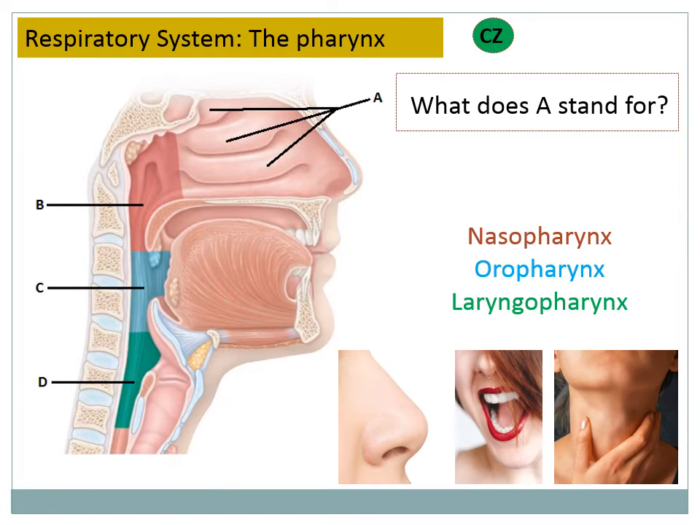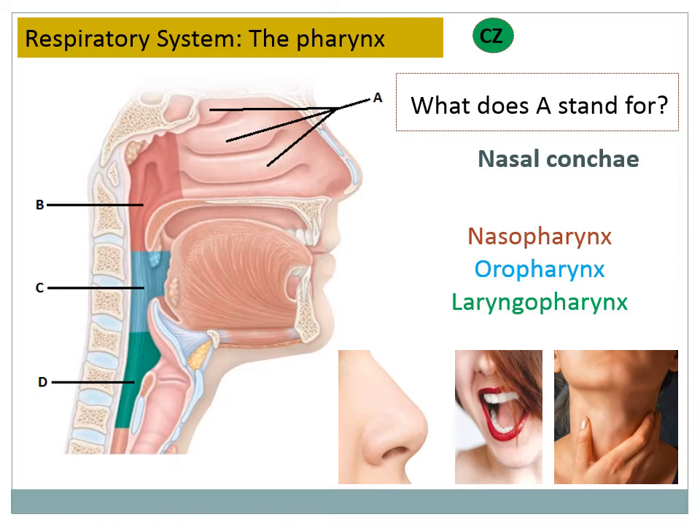Now we're going to be taking a look at the pharynx. When you think of pharynx, I want you to think of your throat. Okay, so your throat and your pharynx are similar in their names. Throat, pharynx. What does A stand for? Yep, A is going to be your nasal concha, right? The nasal concha, remember we have a superior, a middle, and an inferior nasal concha. So that's what A is standing for.